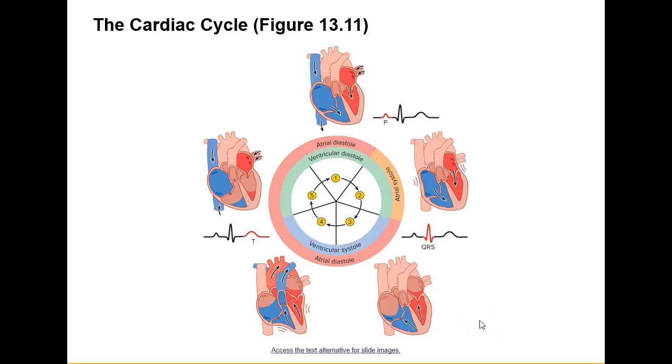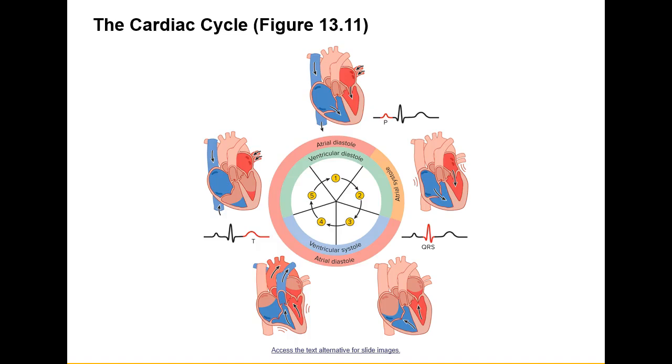All right, let's take a look at the cardiac cycle. There are two main phases, or two main things that happen during the cardiac cycle, and those are diastole and systole. Diastole refers to the relaxation of the chambers of the heart. Systole refers to the contraction of the chambers of the heart.